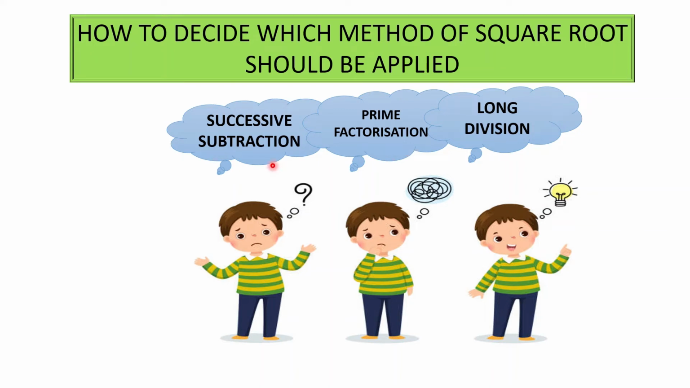Children always get confused when they have to choose a method in order to find square root, as we have three methods: successive subtraction, prime factorization and long division to find square root. But the question arises which method to be applied and where.